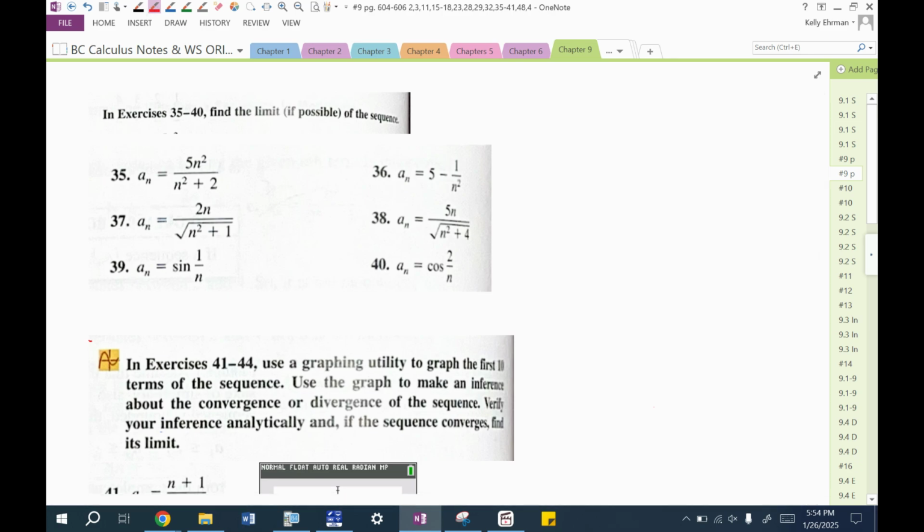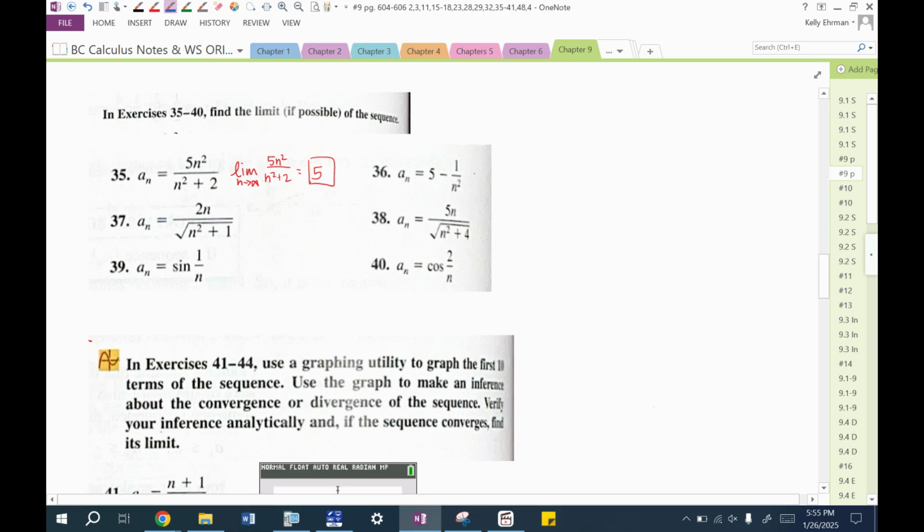For this section, find the limit, if possible, of the sequence. So this means that we're taking the limit as n approaches infinity when they say that. The limit of the sequence means, if there is a limit, it's the value that the terms are approaching. So the limit of 5n squared over n squared plus 2, that's a tie. It divides to 5, so that limit exists. Those terms are approaching 5.